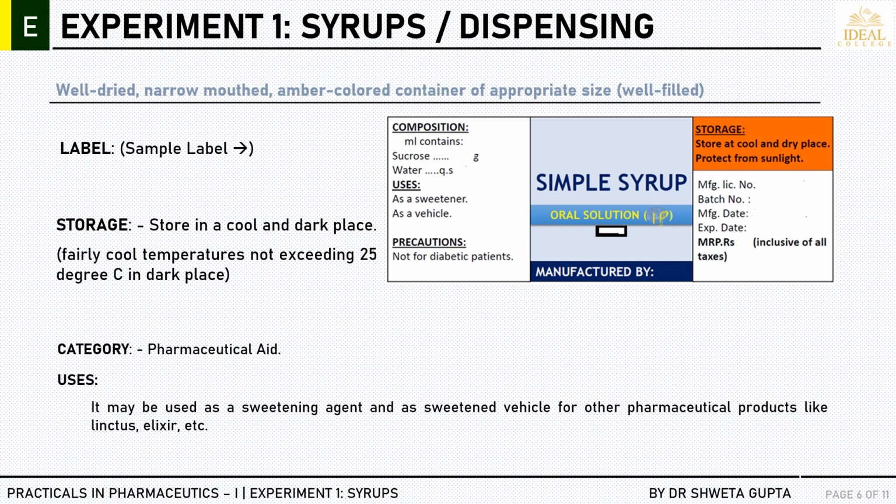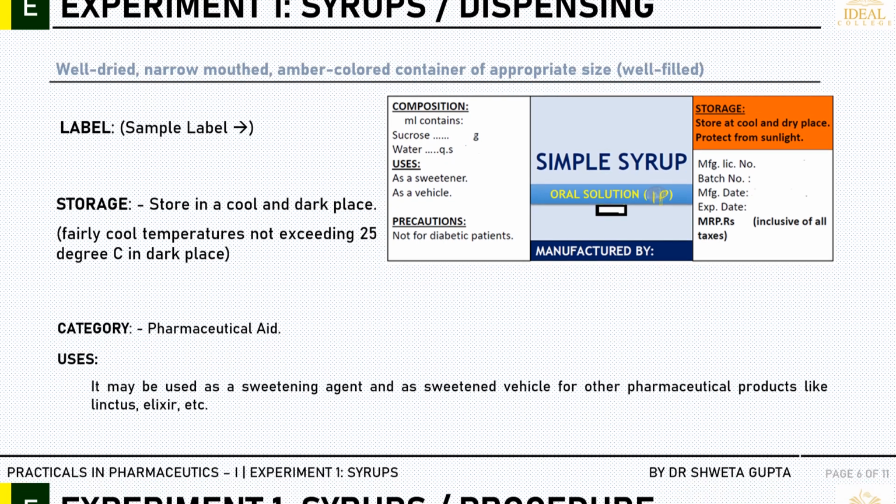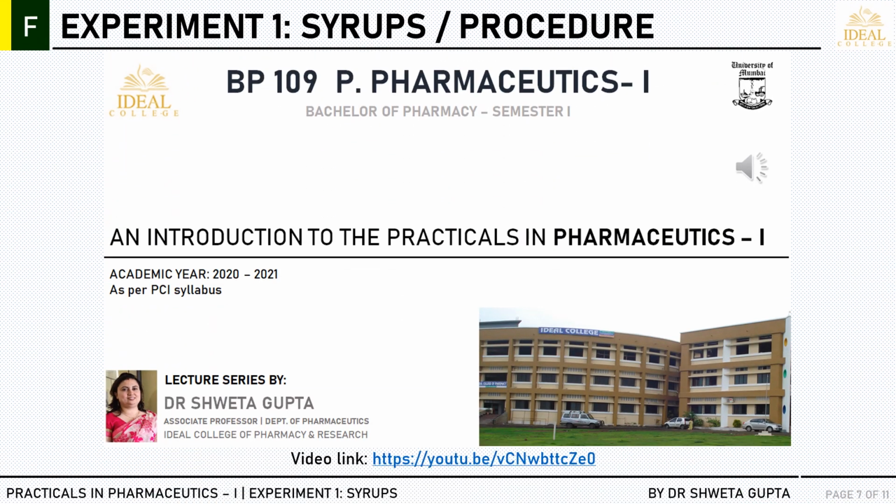The category of simple syrup IP is pharmaceutical aid. It may be used as a sweetening agent and as a sweetened vehicle for other pharmaceutical products like linctuses, elixirs, etc. Let's now have a look at the video for the procedure for the preparation of simple syrup IP.